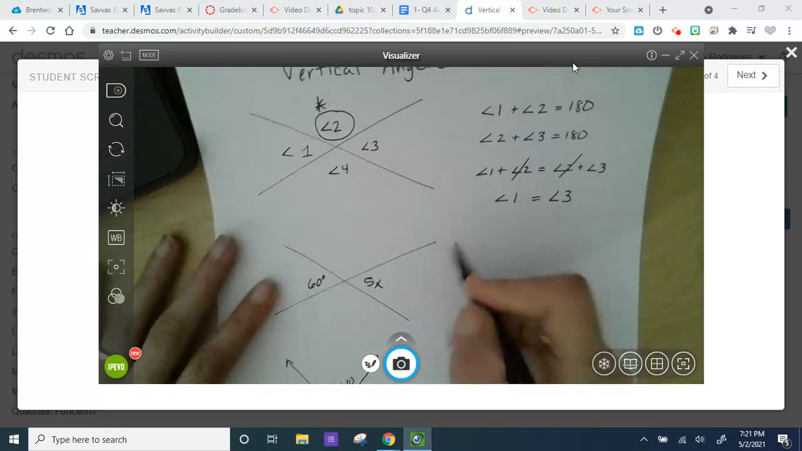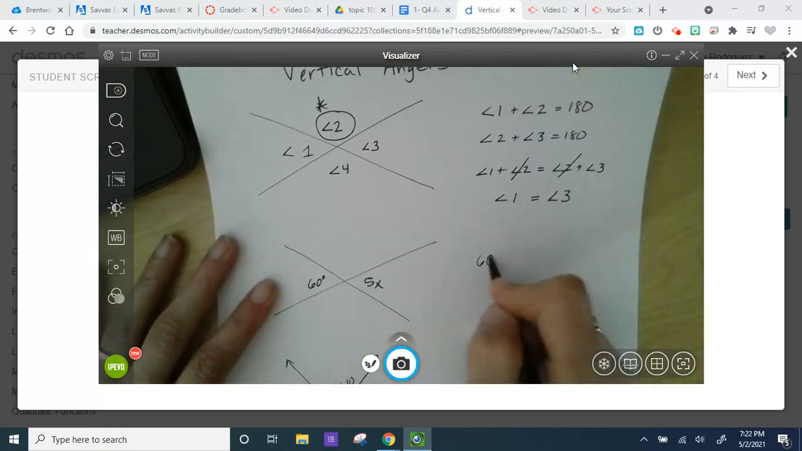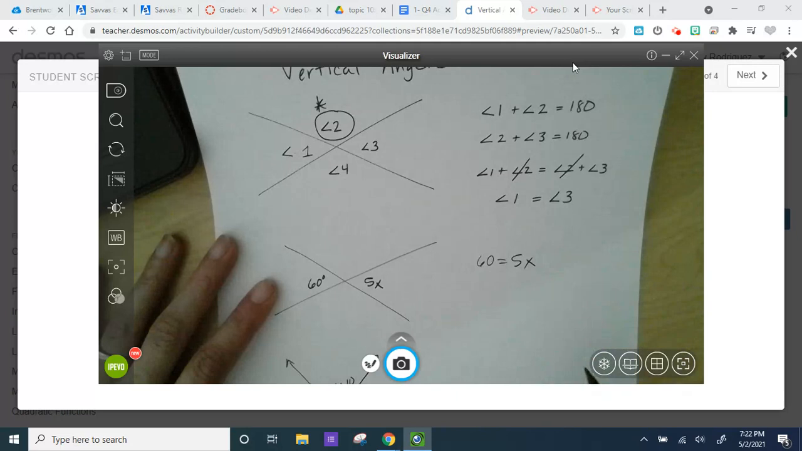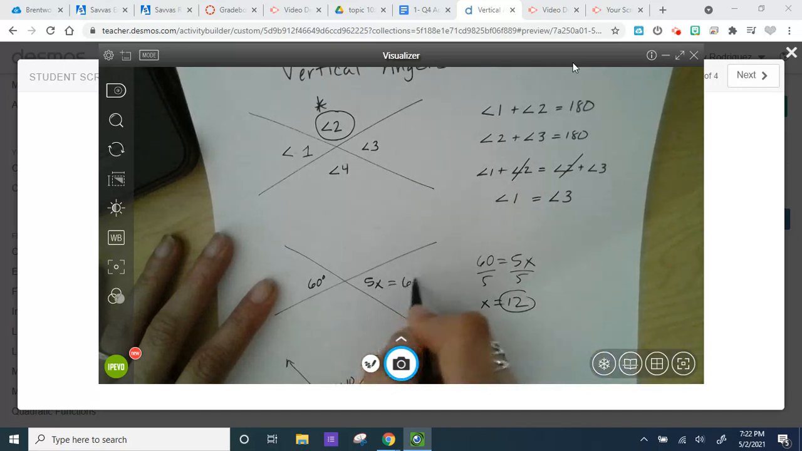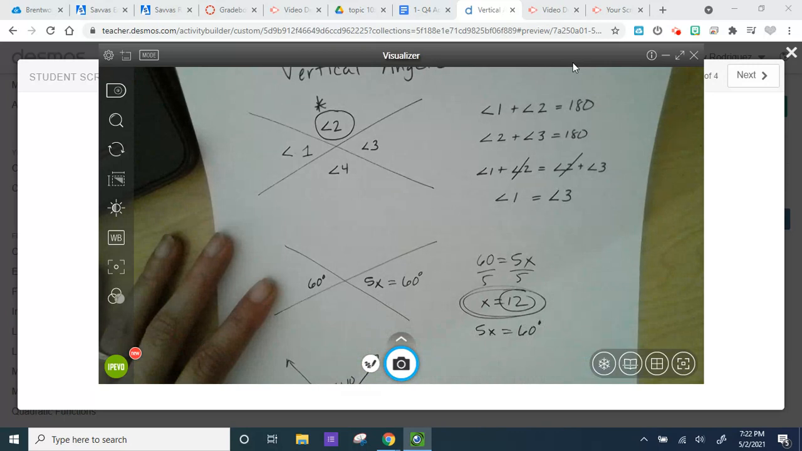So when we're looking at this example here, we can say that 60 equals 5x. And to figure out what x is, we divide by 5. So this x is 12. This angle is 60 degrees because 5 times 12 is 60. These would match. So if they asked you for x, you would say 12. If they asked you for the angle, 5x, you would say it's 60 degrees.